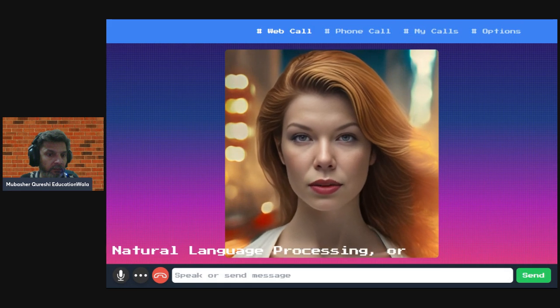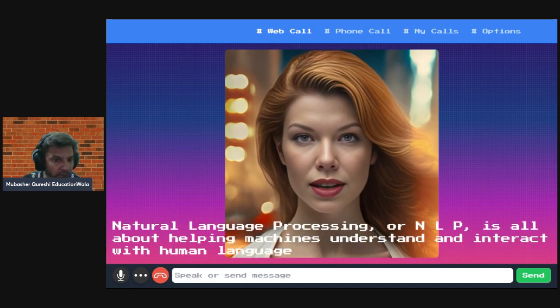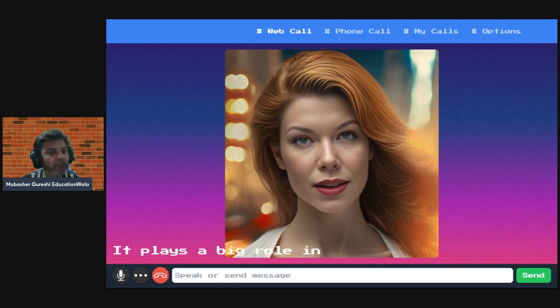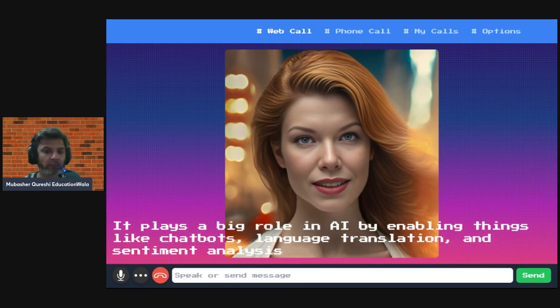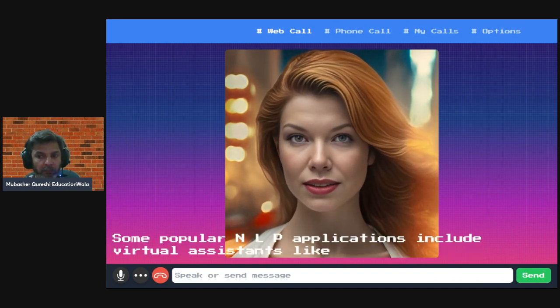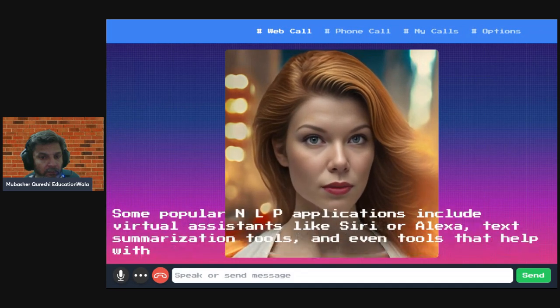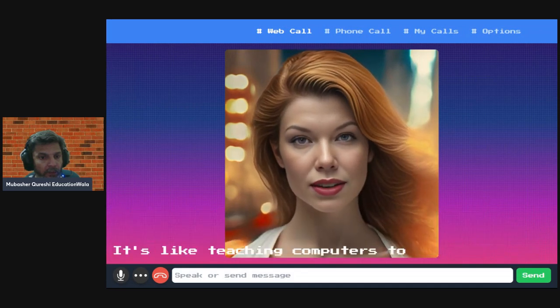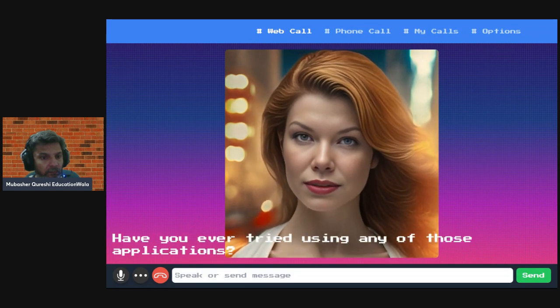Natural language processing, or NLP, is all about helping machines understand and interact with human language. It plays a big role in AI by enabling things like chatbots, language translation, and sentiment analysis. Some popular NLP applications include virtual assistants like Siri or Alexa, text summarization tools, and even tools that help with grammar checking. It's like teaching computers to speak our language. Have you ever tried using any of those applications?